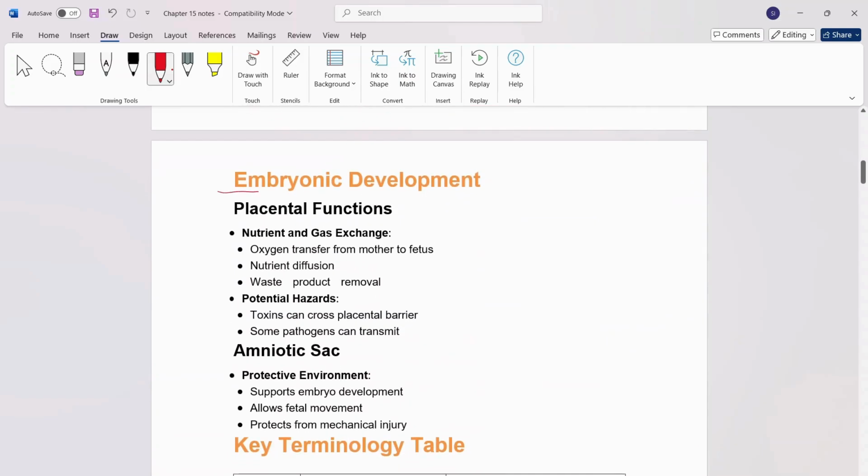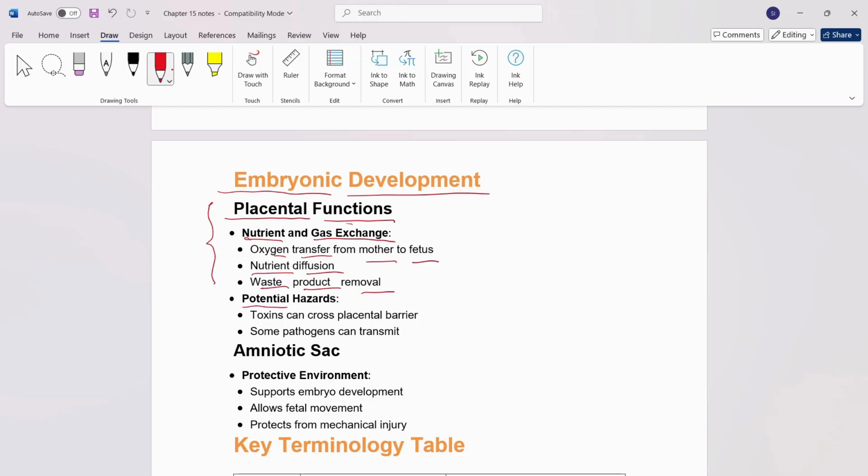Now let's talk about embryonic development. Here is an important point that you have to remember, and it can be asked and examined in your main paper. Placental functions: nutrient and gas exchange occurs, oxygen transfer from mother to fetus, nutrient diffusion, waste product removal. Keep these functions in your mind.